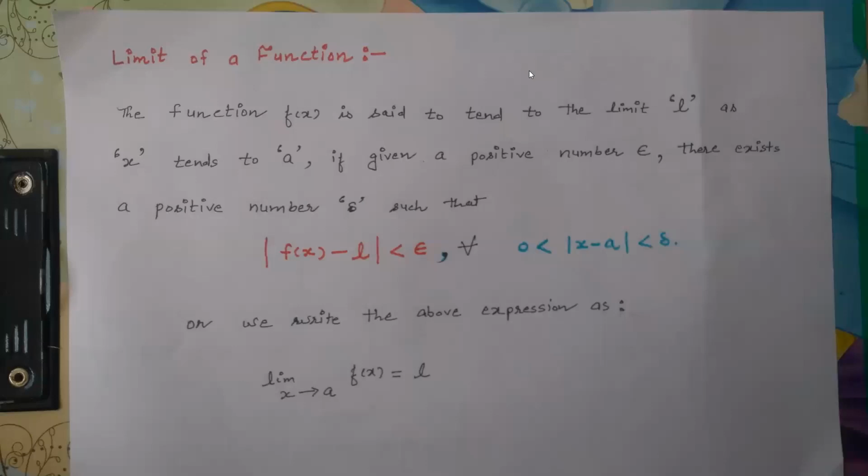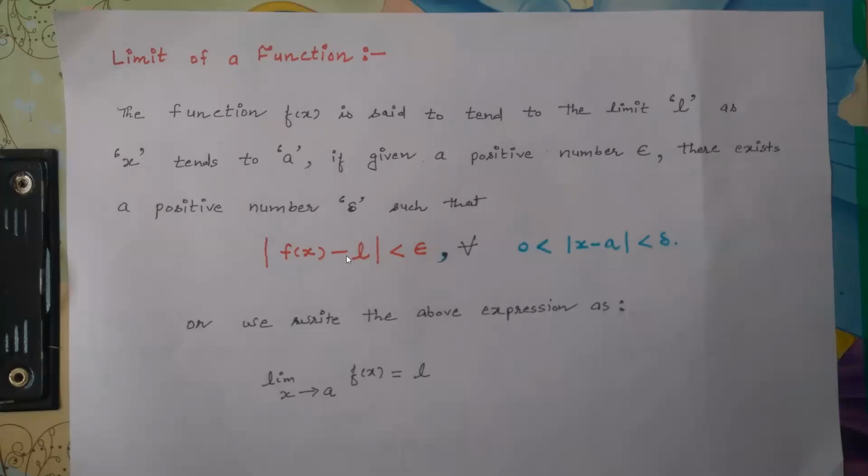Dear students, limit of a function. What is the limit of a function? The function f of x is said to tend to the limit L as x tends to any given point a, if given a positive number epsilon, there exists a positive number delta such that this condition will be followed.